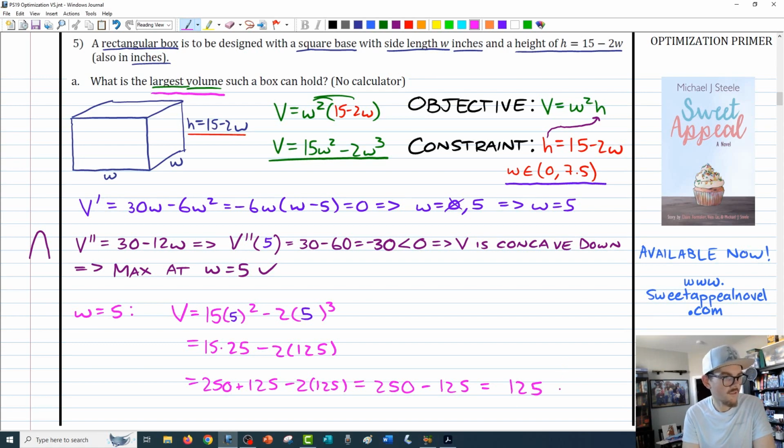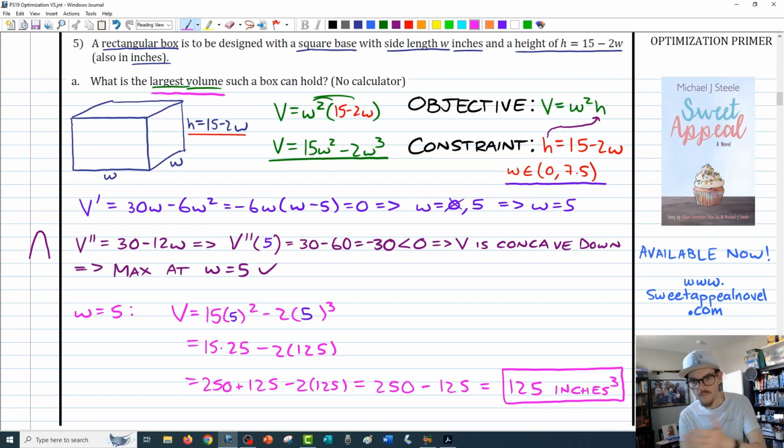And as far as units, it doesn't ask us to include units. On the AP exam, it would always say to include units if they want you to, and they're going to hold you to it. But in this case, since we were talking volume, we got 125 inches cubed, which is good stuff. So there is our maximum volume. That's the biggest space that our box can hold, which is great to have that information.